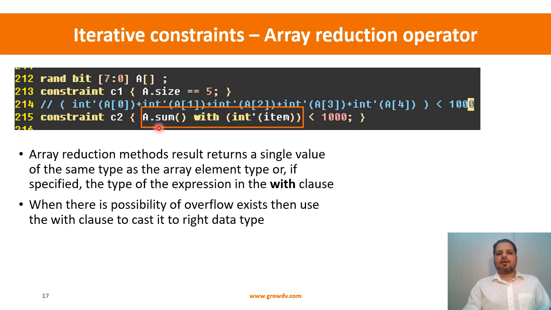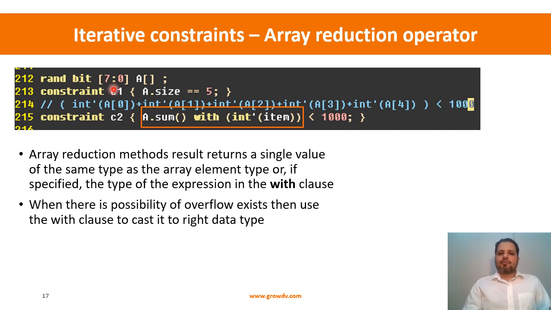I'm saying a dot sum, which is the array reduction method, should be, let's say that I have not put this width, less than 1000. Now what happens is, whenever you use any array reduction method, it returns the final result as the same data type as the data type of each element of the array. In this case, each element of the array is bit 7:0, and hence the sum would also try to fit into that particular number.